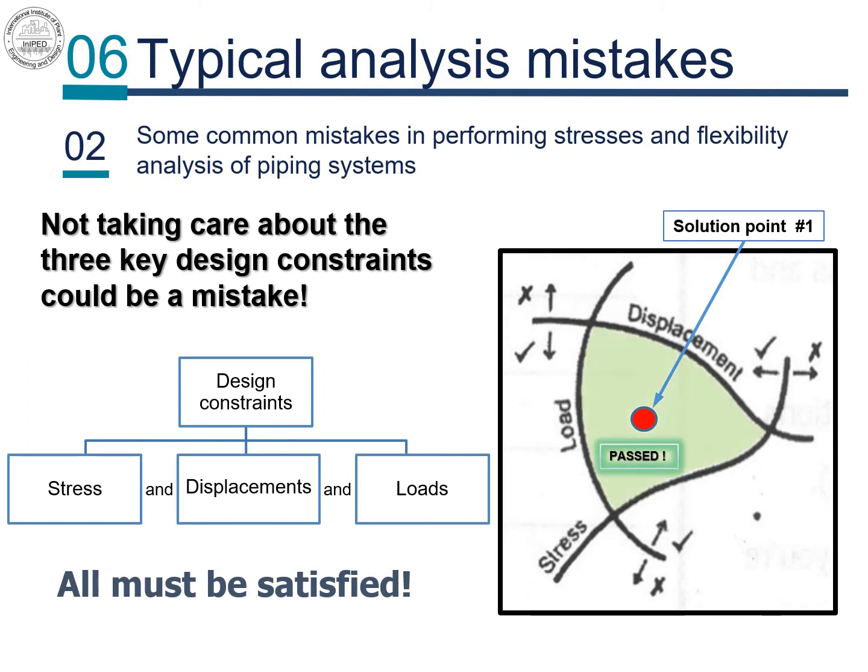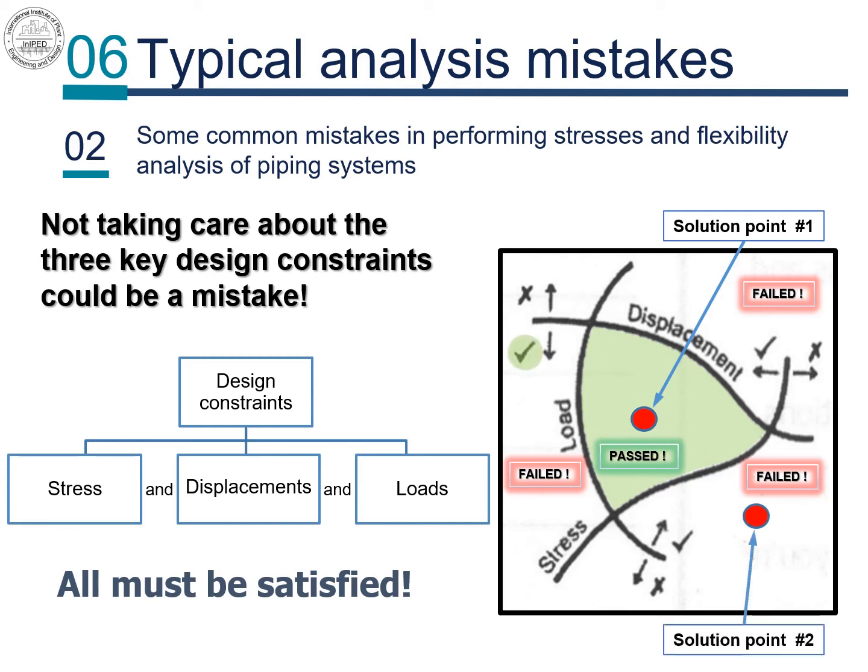If the solution point is outside of the triangle straight away, it means that the overall solution is in the failed mode. But to find out which criteria has not been satisfied, we need to look at each individually. For example, if we have a look at solution point number 2, the displacements criteria is yes, the load criteria is also yes, but the stress criteria is no. So the overall status is not good, or the system has failed the analysis.